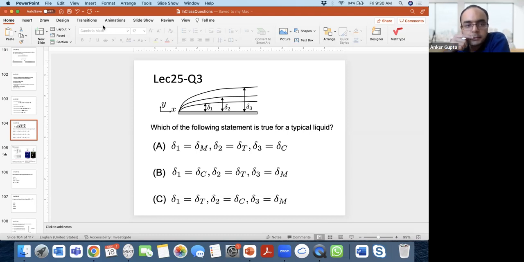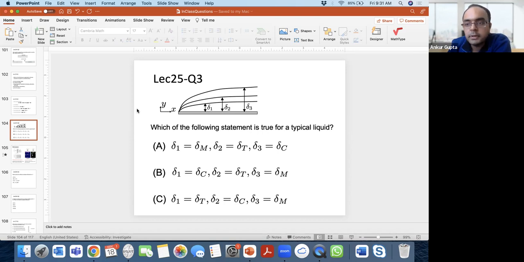All right. Maybe a couple more students are left. Okay. So everybody has participated. So it's a pretty split result between A, B, and C, almost a third each. So I'll end the poll. The correct answer is actually B, where the concentration is the thinnest, then it's the thermal, and then it's the momentum. And why is that?